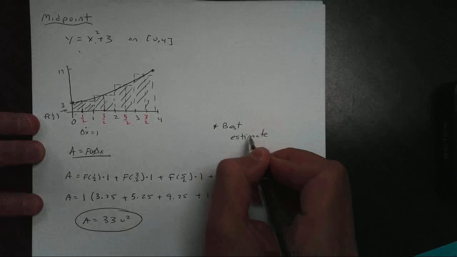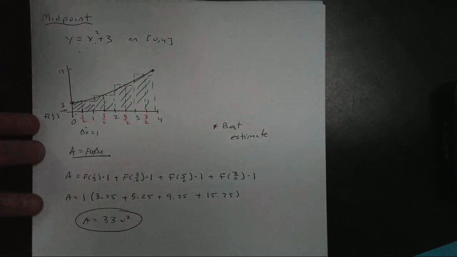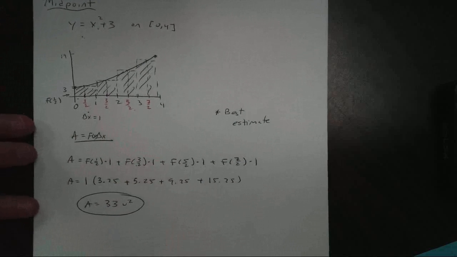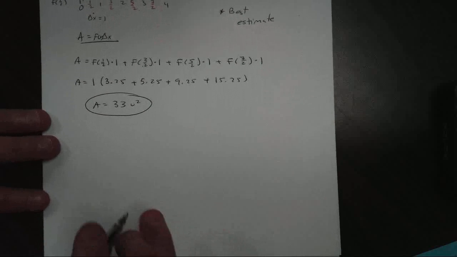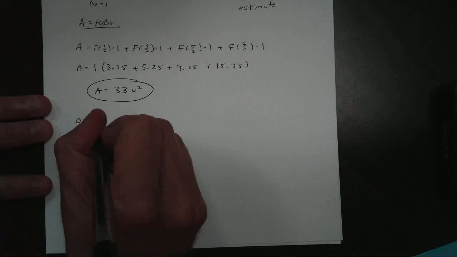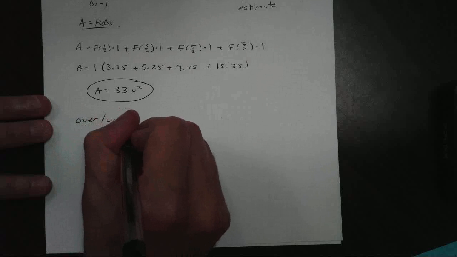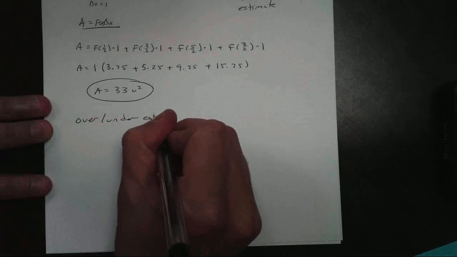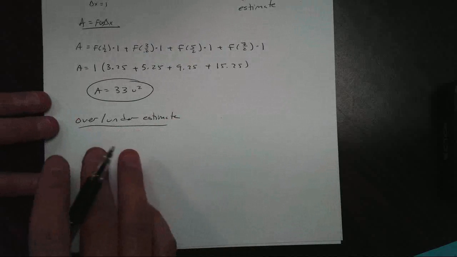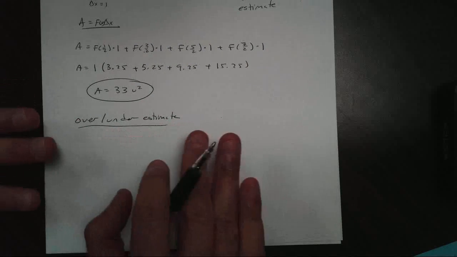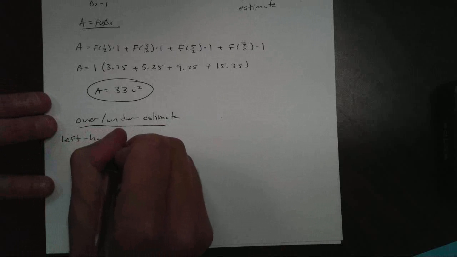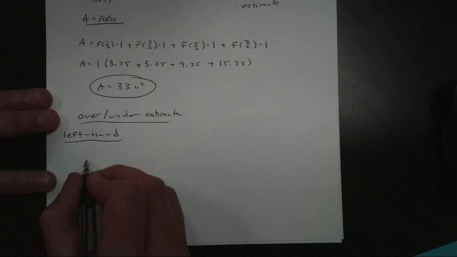Now, we're going to spend a little bit of time determining how we determine something an overestimate or an underestimate. And that's what we're going to talk about right now. Now, in order to do overestimate or underestimate, we have to look at two things. One, the shape of the graph, and two, which side are we doing? Are we doing a left hand or a right hand? So let's deal with the left hand rule.